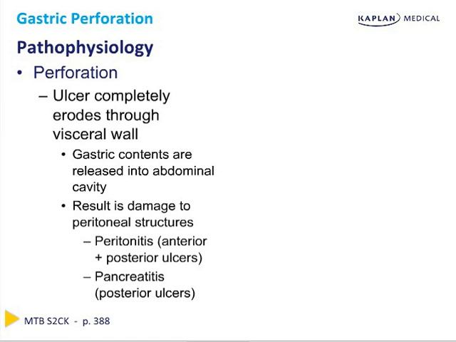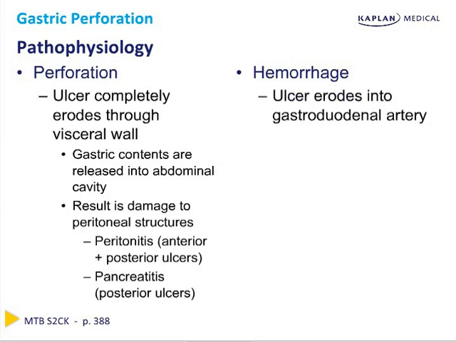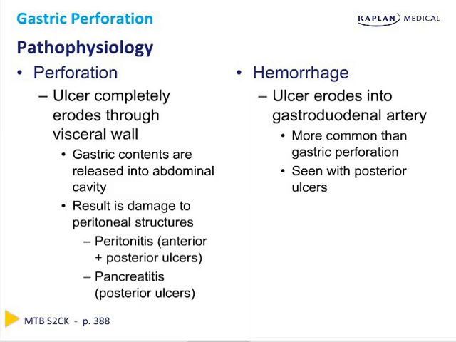The second complication of advanced peptic ulcer disease occurs when an ulcer erodes into an artery, most specifically the gastroduodenal artery. This is a more common complication than gastric perforation, and due to the posterior location of the gastroduodenal artery, this condition is most frequently seen with posterior ulcers. To stop a major arterial bleed such as this, an endoscope must be passed into the stomach to evaluate the extent of the damage and cauterize the vessel.